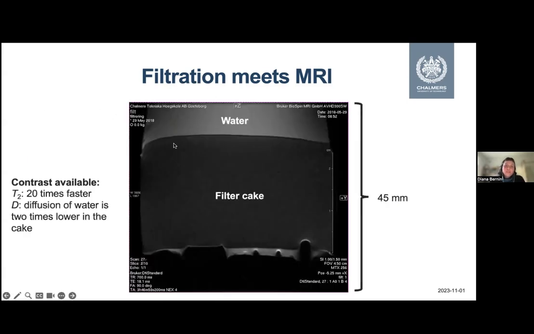And here is one example. This was a static one, so it was after we had been filtering. And here the filter cake looks really good. So we have the filter cake here. It's darker because it has less water. And here we have the water on top. Looking at what could be giving contrast, I made some tests, and it's obvious that the relaxation time, the T2, is a very good way to get contrast for what is happening in the filter cake, but also the diffusion. The diffusion is much lower in the cake than it is where the water is.